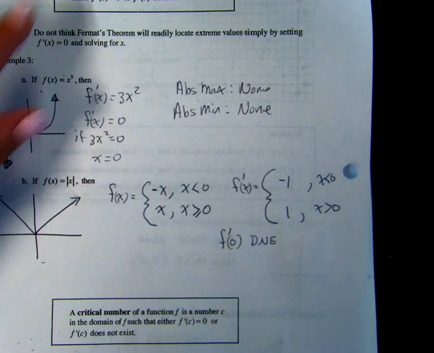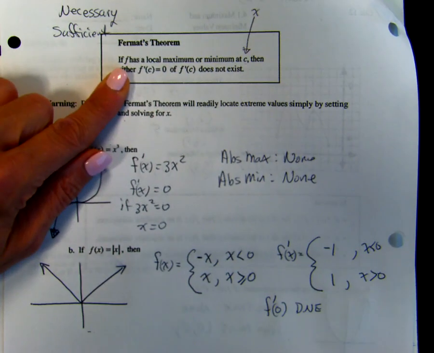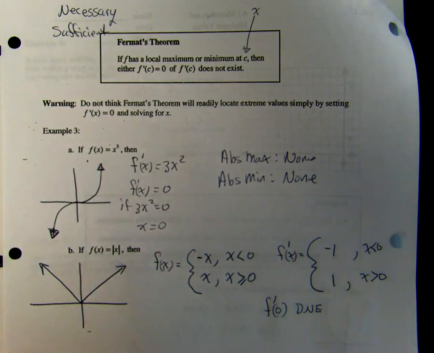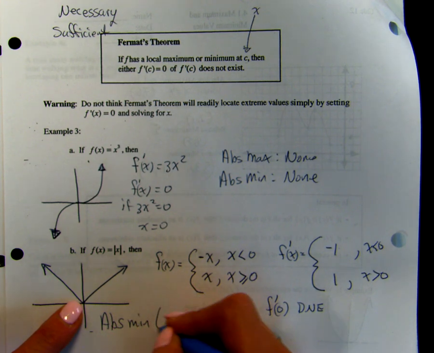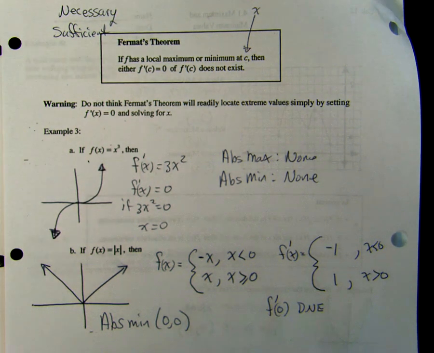So that is one of our necessary conditions for perhaps finding an absolute max or min. And in fact, in this case, this is the absolute min. It is at (0, 0).